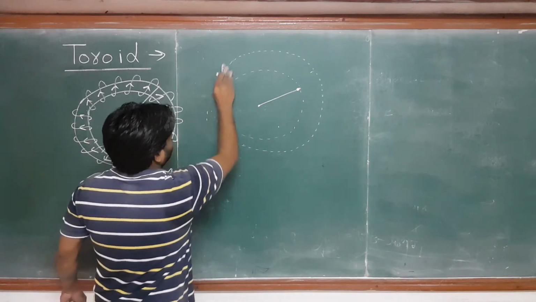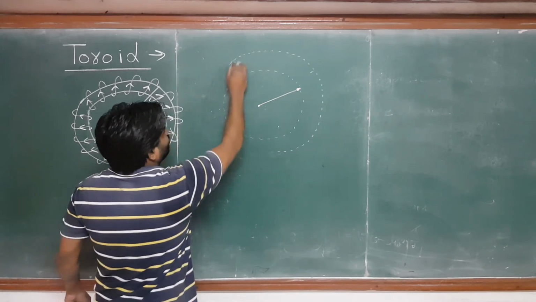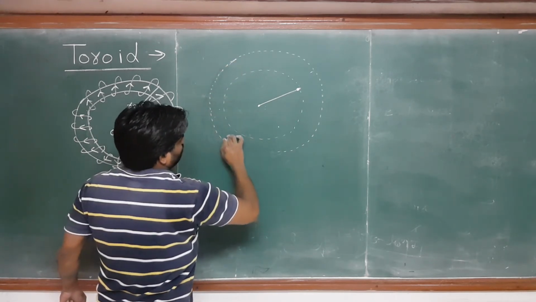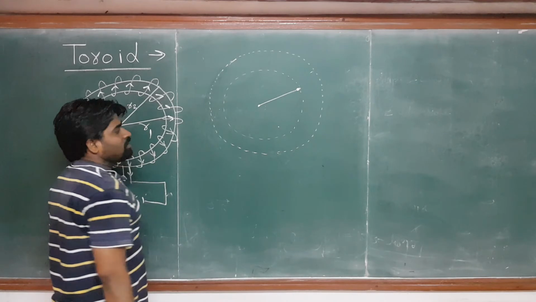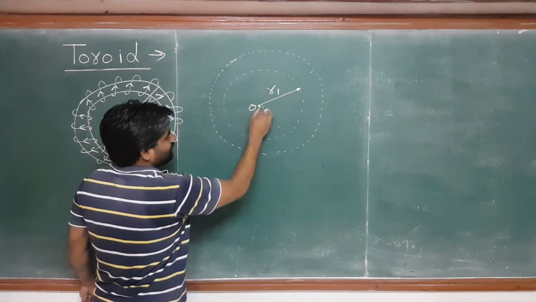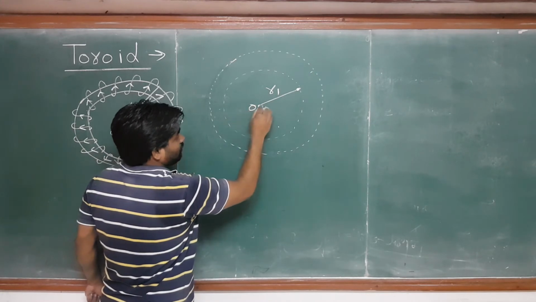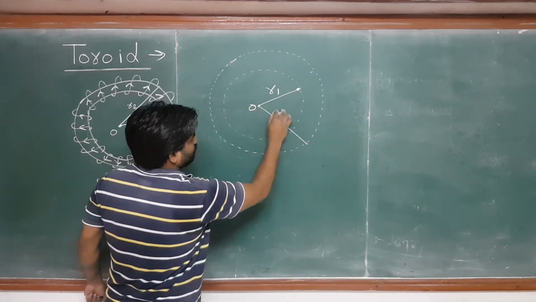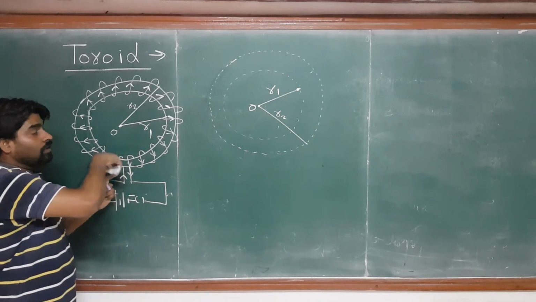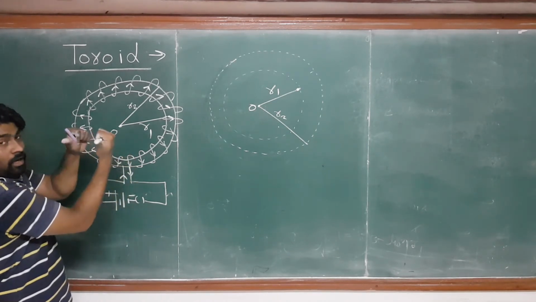थोड़ा सा यहाँ बिगड़ गया. As I told you, I'm not good at diagrams, how to draw it. चलो काम चल जाएगा. Okay, so this is called R1, and this is the point O, and this is the R2. Now at this point, if the toroid is like this, the current is coming out.